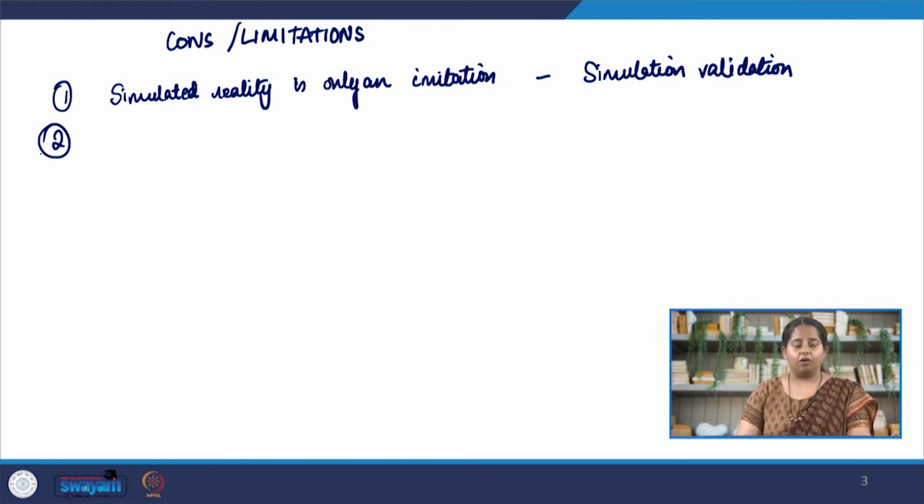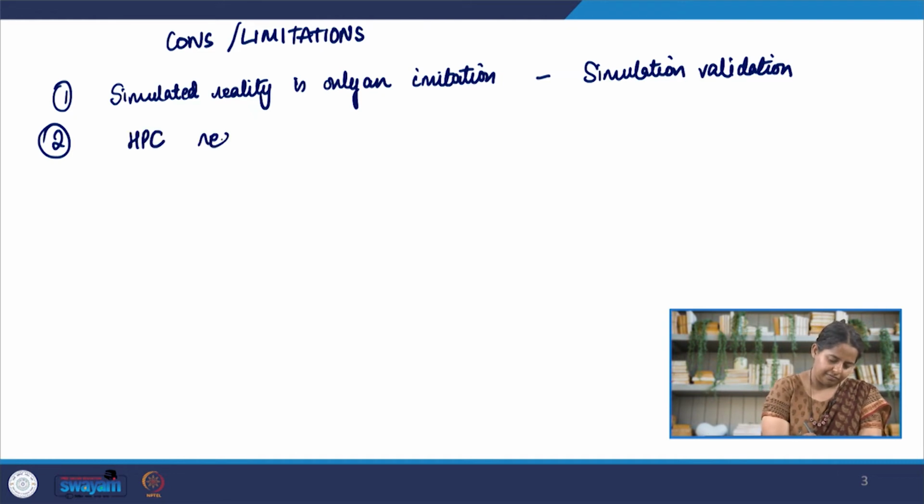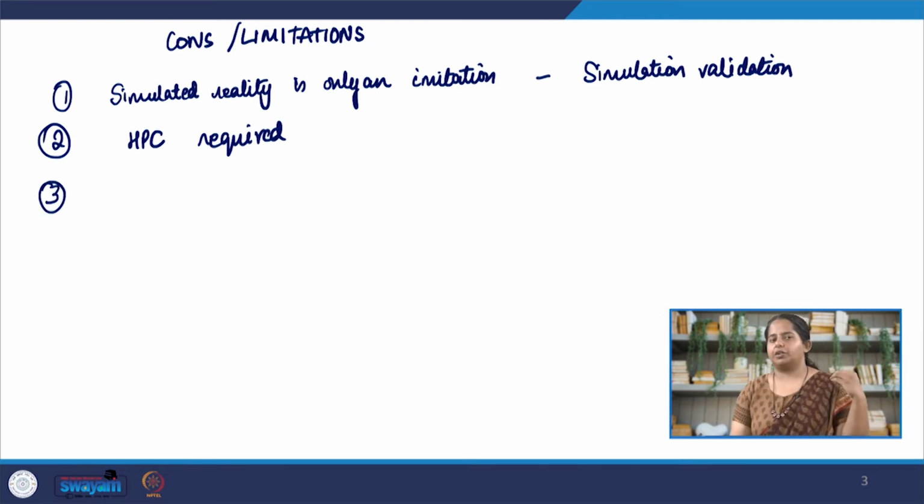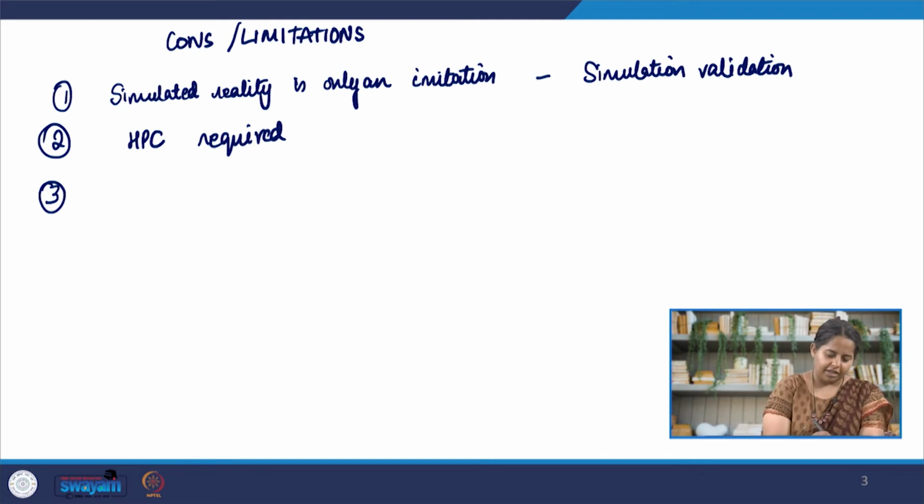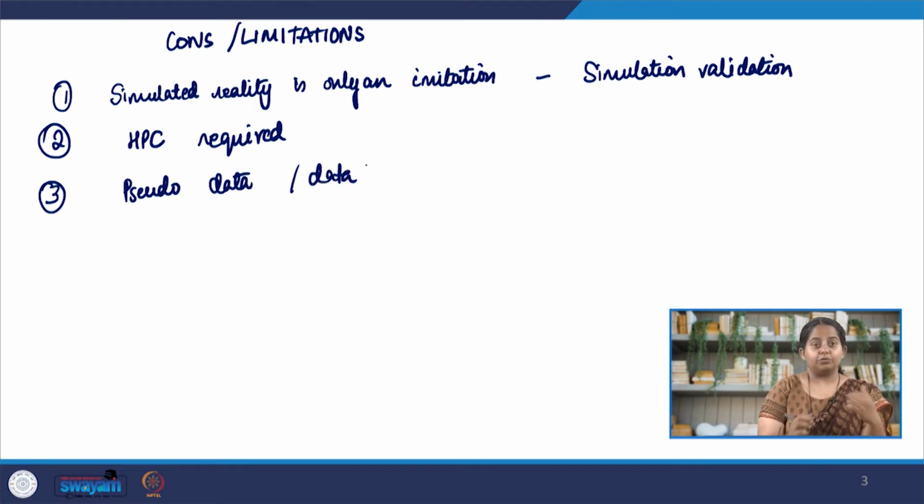Okay. Next limitation or constraint or con of using simulation is that they require high performance computational ability. Typically, not all of them, there are simplified simulations too. But if you're looking at complex systems, we require supercomputers, we require high performance computation ability. The other thing is that our simulations also need pseudo data or some kind of data to run the simulation.